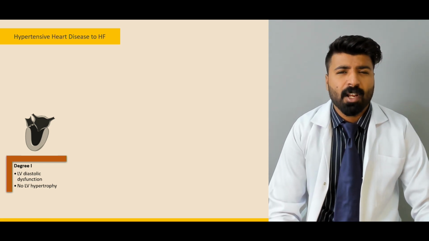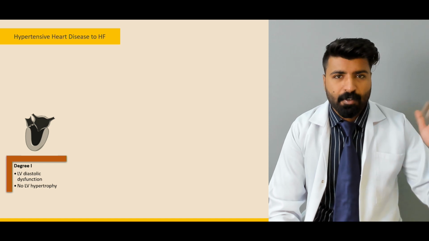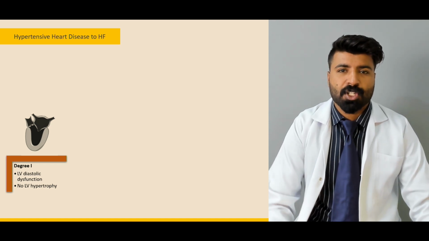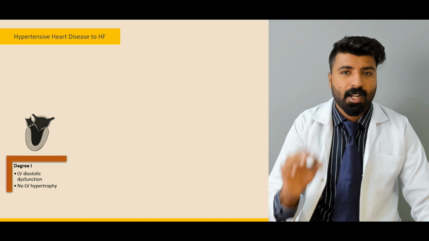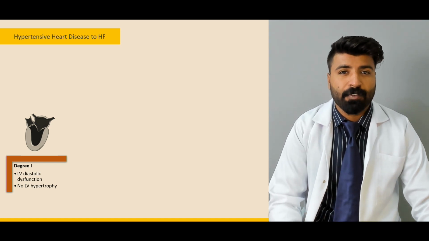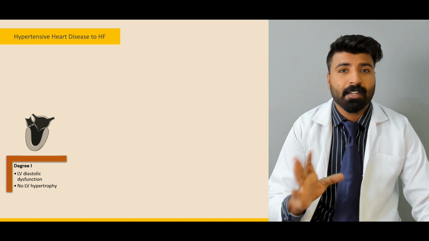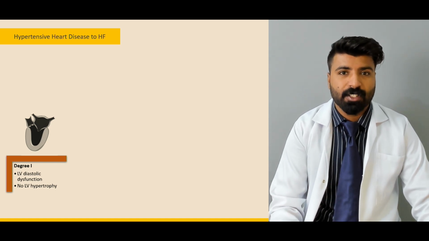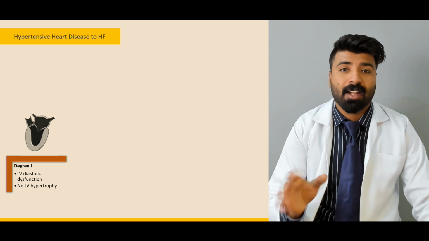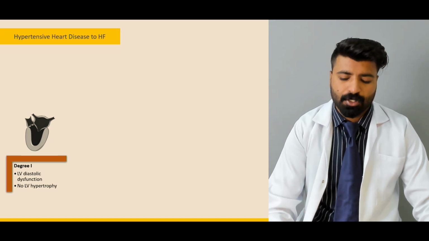What happens at ventricular diastole? The blood fills in. So it's not doing its proper function. Left ventricle is still not hypertrophy. Left ventricle is still there, intact, working its pumping activity at its maximum. No hypertrophy there, but left ventricular diastole is affected. Now this is first degree.